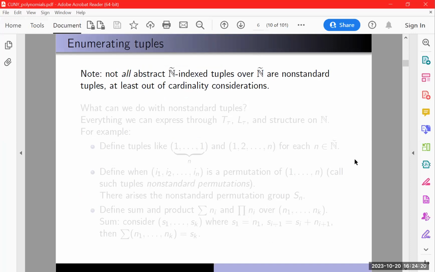What we can immediately notice is that whatever we get, we're not going to get all abstract tuples. So if you look at just set theoretically, all possible functions from intervals in N tilde to N tilde, we're not going to get all those things, at least because of cardinality. Because say if N tilde is countable, then all abstract tuples are going to be uncountable. And our object is in bijection with N tilde, so it will have to be countable.